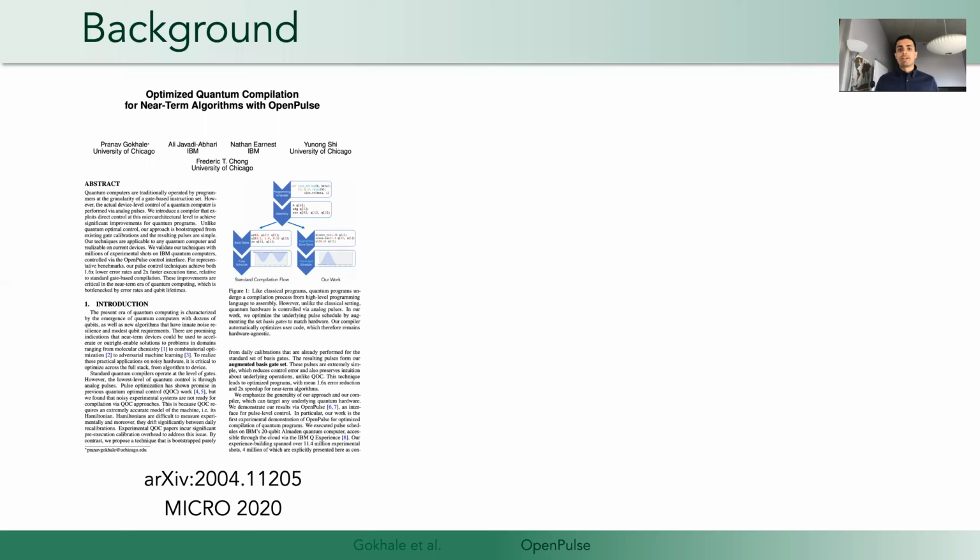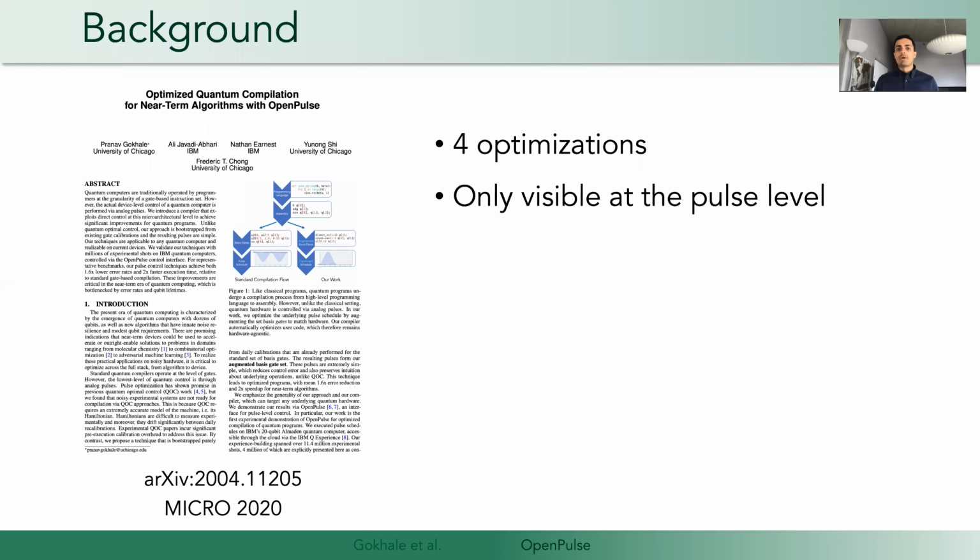Our paper is available right now on arXiv, and of course, it'll also be in the conference proceedings for MICRO. Our paper revolves around 4 optimizations for quantum compilation, and all 4 of these optimizations are only visible at the level of pulses. That means it's the lowest level of control at which we can operate a quantum computer, as I'll talk about later. We've demonstrated all 4 of these optimizations experimentally using IBM's hardware, which now implements the OpenPulse interface.